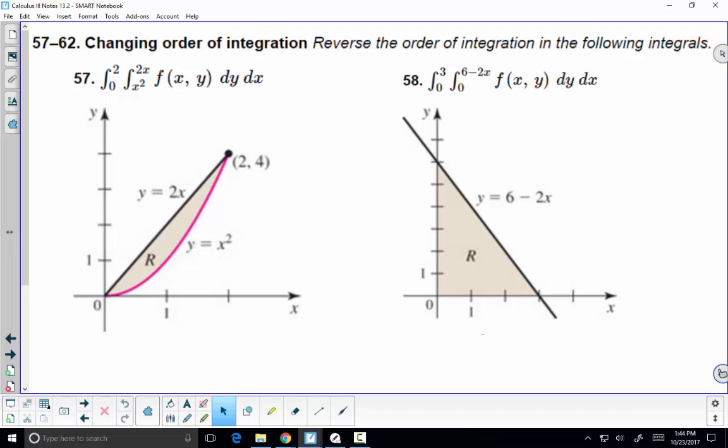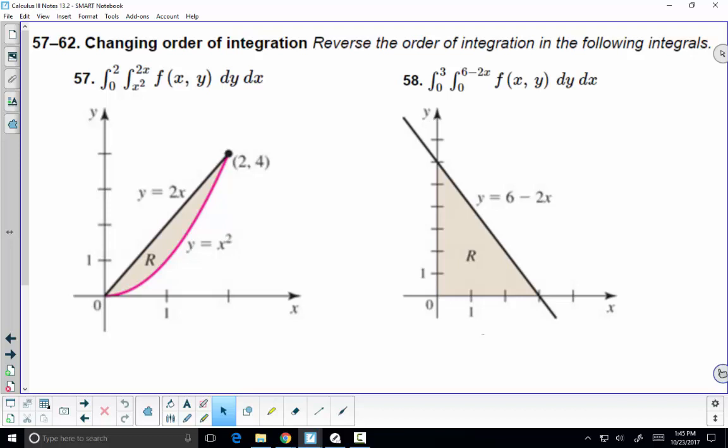Okay, change the order of integration, AKA do the switchy thing. Right now what you should be seeing is that the integrals here have limits that correspond to this domain. And there's a function defined on that domain; they don't tell us what it is. You should see a surface floating above this in the xy plane, and this integral represents the volume above that crescent and below the surface.